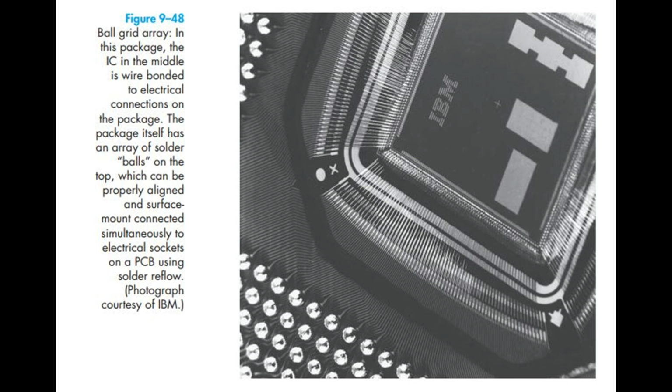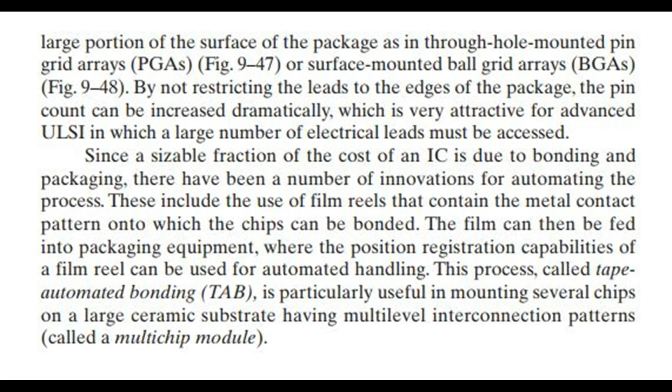Figure 9.48 Ball grid array. In this package, the integrated circuit in the middle is wire bonded to electrical connections on the package. The package itself has an array of solder balls on the top, which can be properly aligned and surface mount connected simultaneously to electrical sockets on a PCB using solder reflow. Photograph courtesy of IBM.